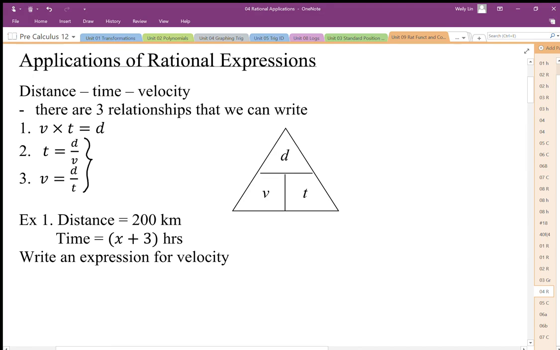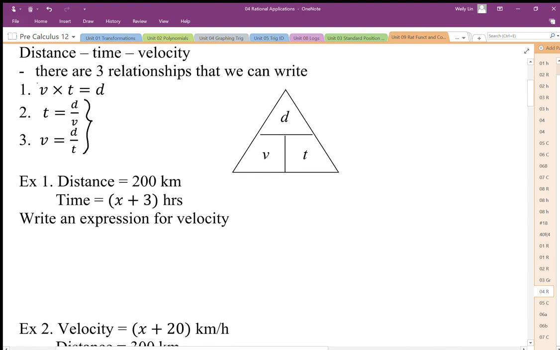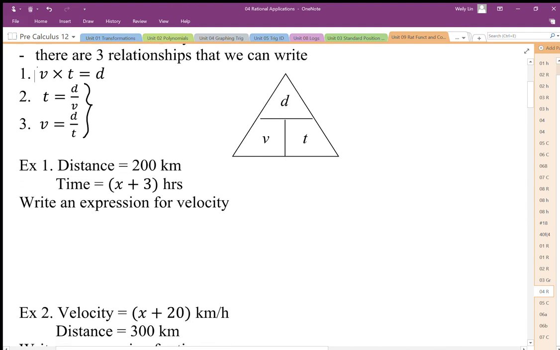Many of our distance, time, velocity problems can be modeled with a rational expression. Now it doesn't have to be, but sometimes it is this expression here. So let's take a look at how we can generate rational expressions using this relationship.